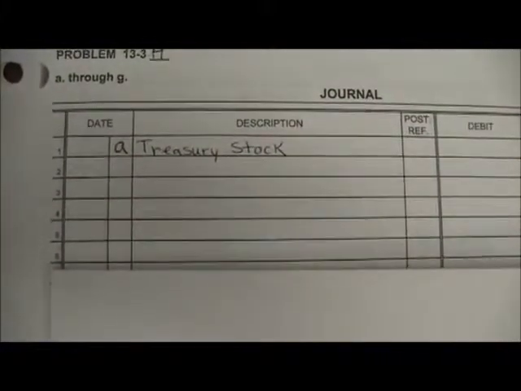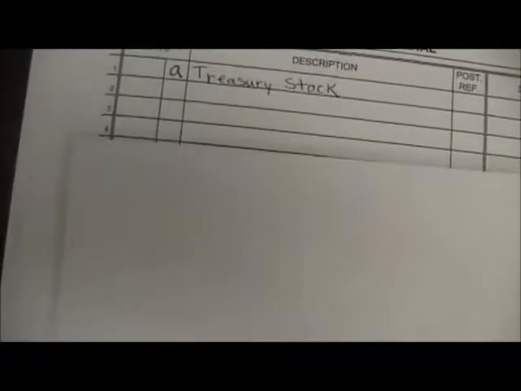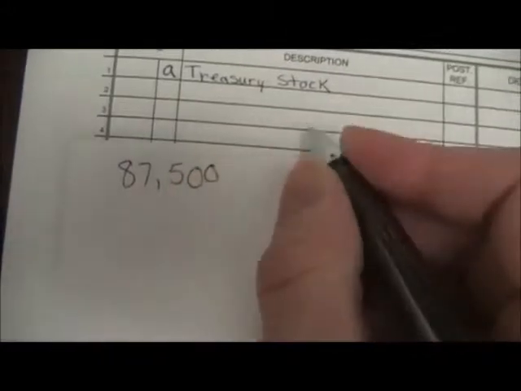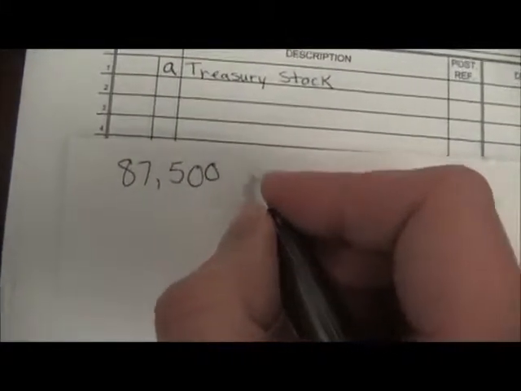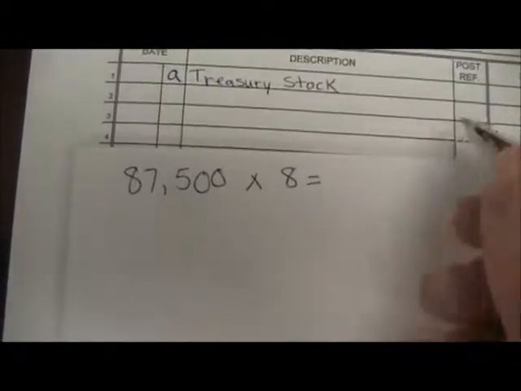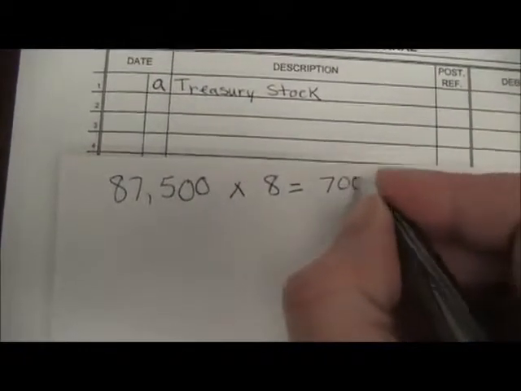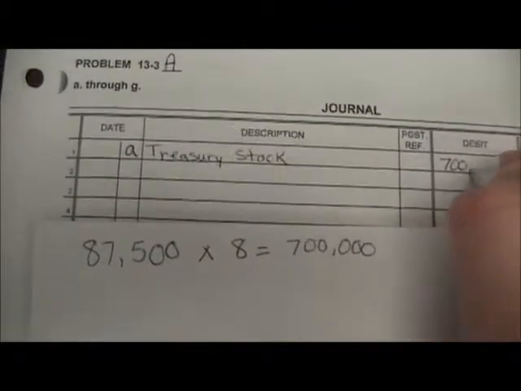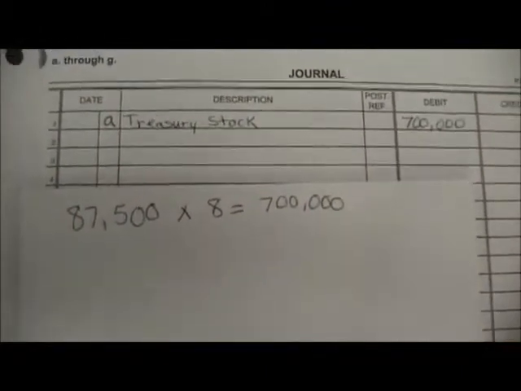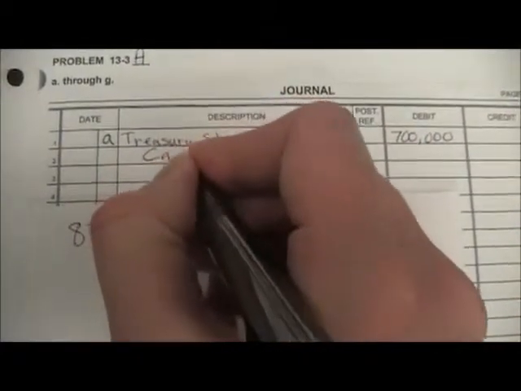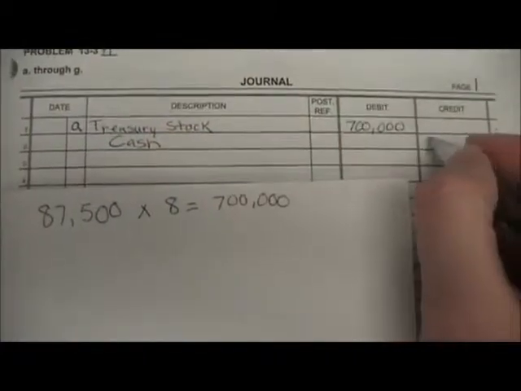Now, our book tells us that they purchased 87,500 shares of stock at $8 per share. So we're going to take 87,500 times $8, and we get $700,000. So that's what our debit is going to be. Now, when we purchase our treasury stock, we pay cash for it, so we're going to credit cash.